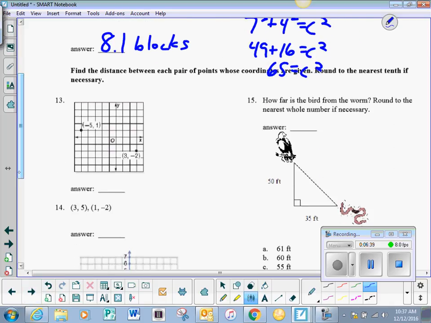How about this one here? What's this one? If you wanted to go straight there, this is 8 units. This is 3 units. So 3 squared plus 8 squared is c squared. So 9 plus 64 is 73. And the square root of 73 is 8.5.